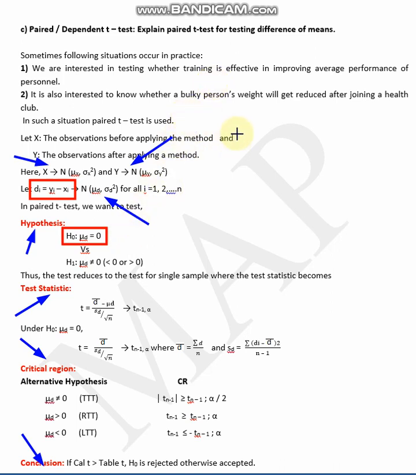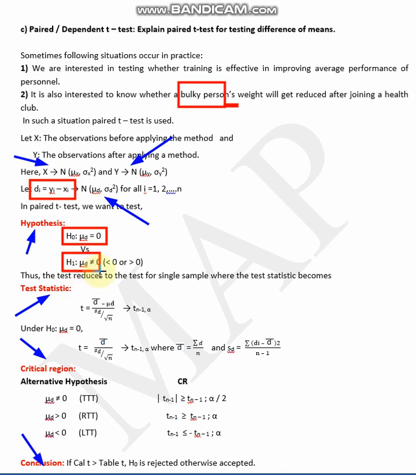And in case of the second, a bulky person's weight, so we can say that the joining gym is not effective to reduce the weight of a person. So that is my null hypothesis. And what about the alternative hypothesis in this case?